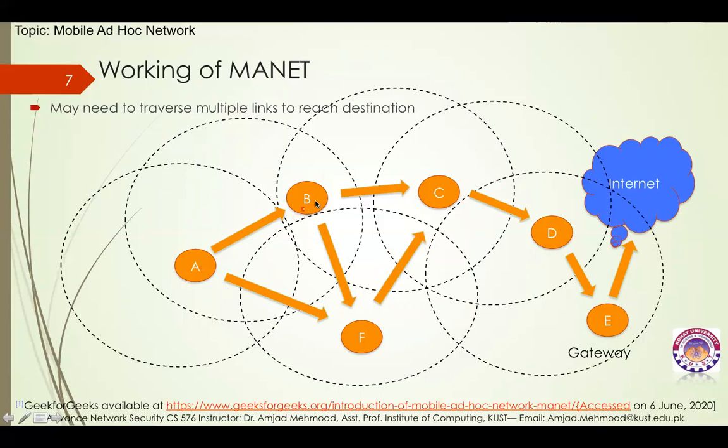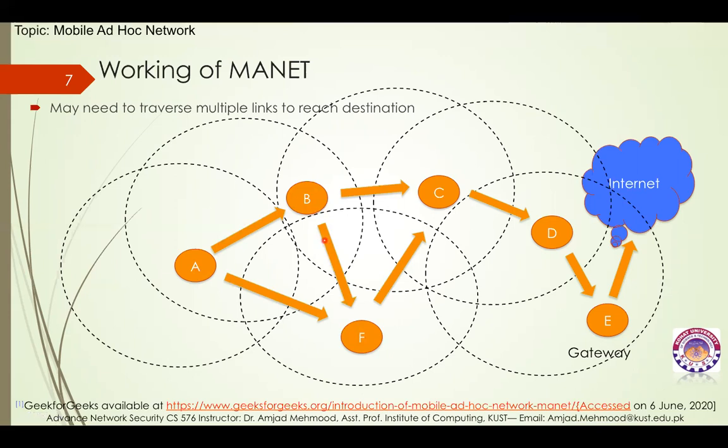So for example, if A wants to send a packet to B, how will this process be performed? As A is sending the packet to B, as it shares the ranges of F, the packet will be received by both B and F. Why? Because they have a wireless medium, and the wireless medium has the feature of broadcast. So if A wants to send the message to B, it will be broadcast to both F and B, because their communication ranges are shared or overlapped.